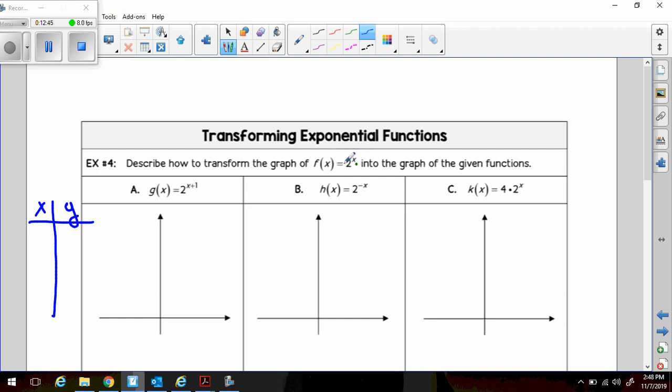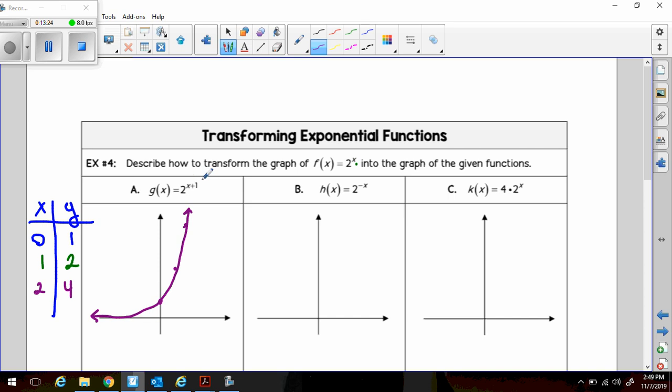So if I plug in 0, 2 to the 0 power is 1. Anything to the 0 power is 1. If I plug in 1, 2 to the first power is 2. If I plug in 2, 2 to the second power is 4. And it's going to grow that way. So at 0, we're at 1. At 1, we're at 2. And it's just going to keep doubling. It's going to get bigger, bigger, bigger. Okay? So this is the base function, 2 to the x. It doesn't actually touch this x-axis, okay?